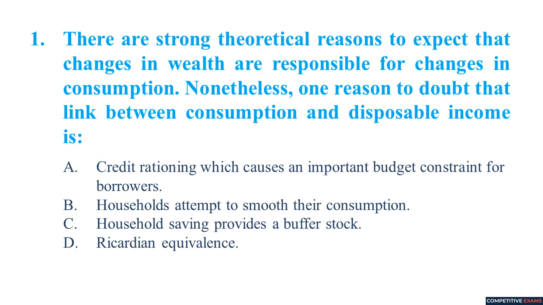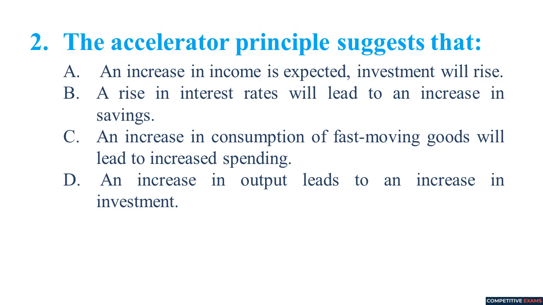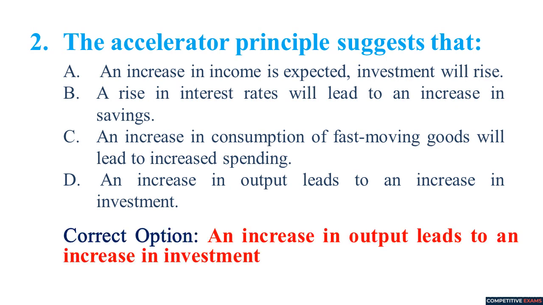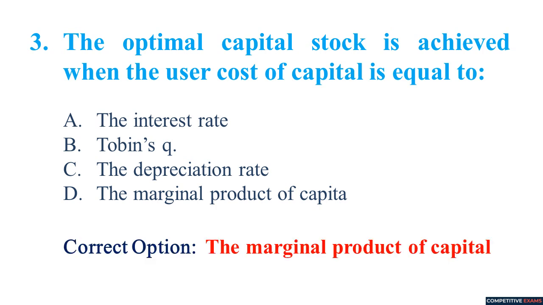There are strong theoretical reasons to expect that changes in wealth are responsible for changes in consumption. Nonetheless, one reason to doubt that link between consumption and disposable income is credit rationing, which causes an important budget constraint for borrowers. The accelerator principle suggests that an increase in output leads to an increase in investment. The optimal capital stock is achieved when the user cost of capital is equal to the marginal product of capital.